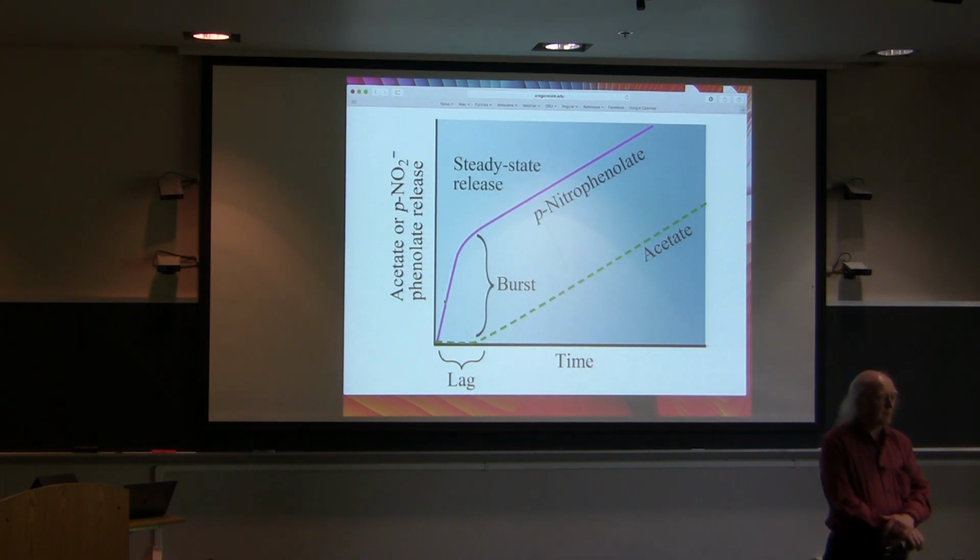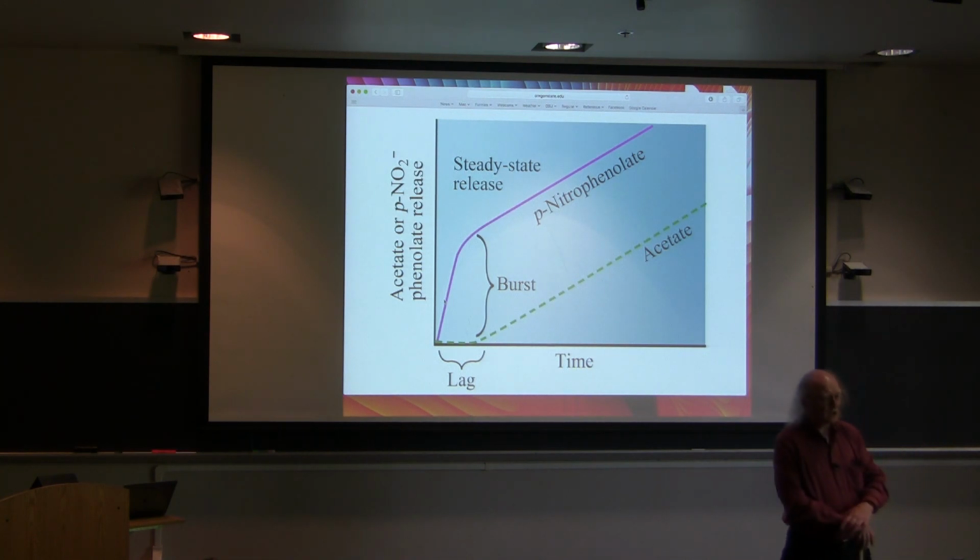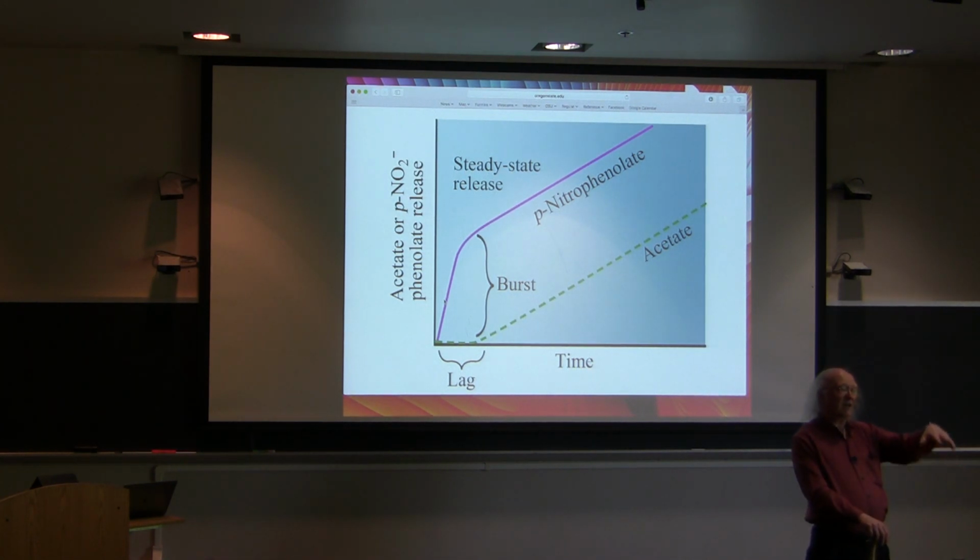Right. So the slow part is the release of the second half from the enzyme. The first half, there's no attachment to anything, so it just flies away. And that's the part that happens fast.